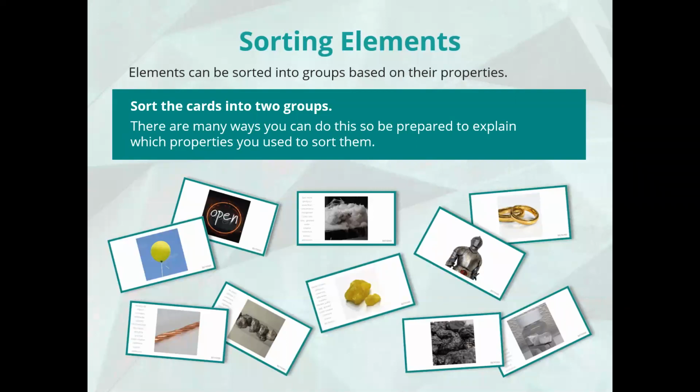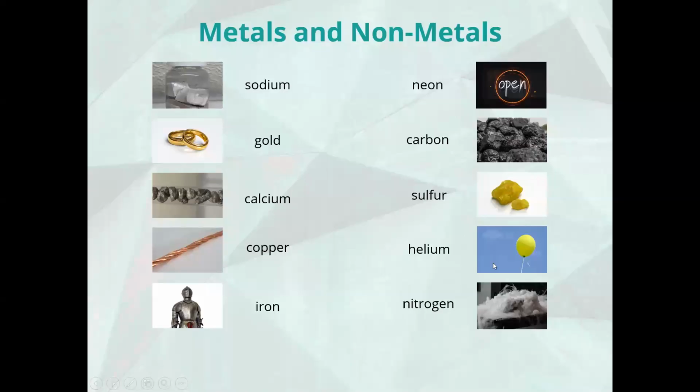Here is an activity in which you can sort the different cards into two groups. It's up to you which property you decide to sort them by. So over here, it was sorted into whether they are a metal or a nonmetal. The metals include sodium, gold, calcium, copper, and iron. And the nonmetals are neon, carbon, sulfur, helium, and nitrogen.